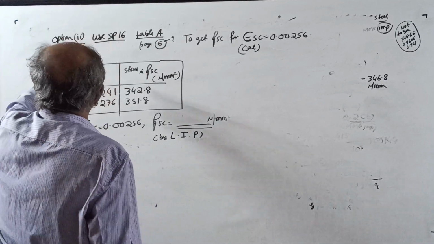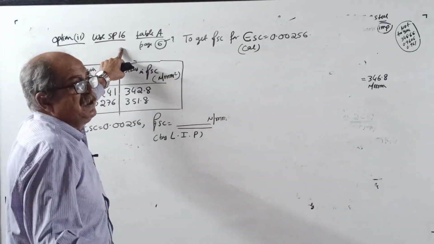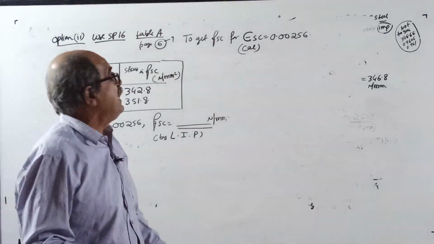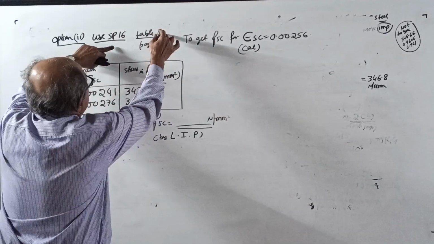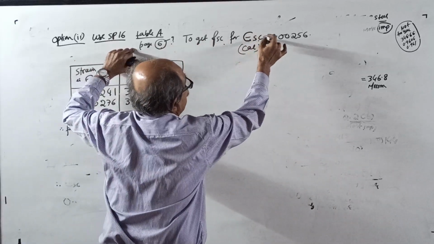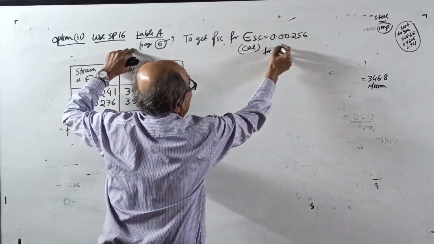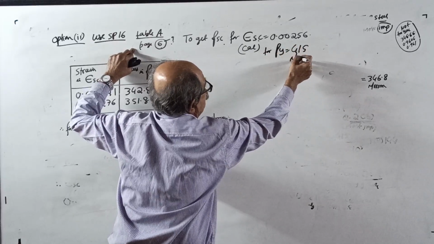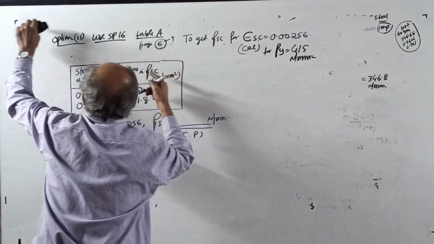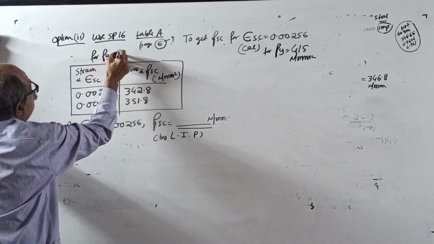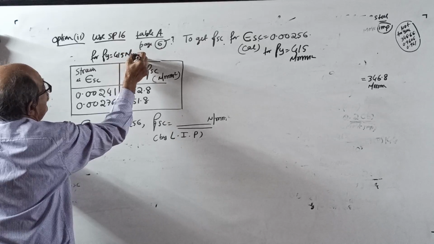Okay. Now write. Option 2. Use it as I already told you when you can use it. It can only be used for Fy 415 and 500. See, Table A, page number most probably 6, search it. To get FSC for epsilon SC equal to this one, for Fy equal to how much? Fy equal to 415 Newton per mm square. Therefore, refer to the table for Fy equal to 415 Newton per mm square.